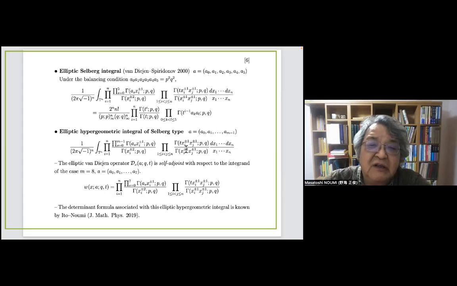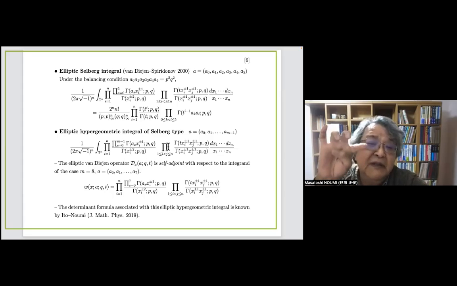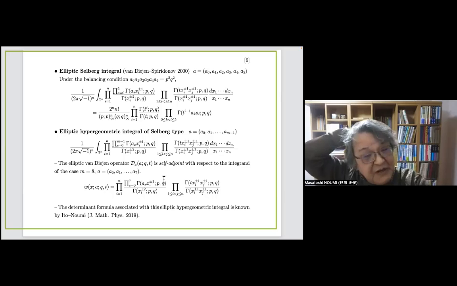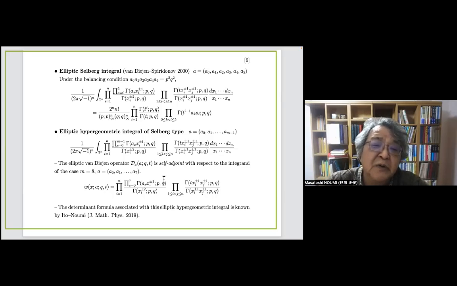But in general, you can increase the number of a parameters, a0 to a_{m-1}. Then this part corresponds, in the Selberg integral case, to the power of linear functions depending on one variable. And actually, if you take the eight parameters a0 to a7, you can show that this can be a sort of weight function for the elliptic van Diejen operator, and that the elliptic van Diejen operator is self-adjoint with respect to the integrand in the case where the number of a parameters is 8.